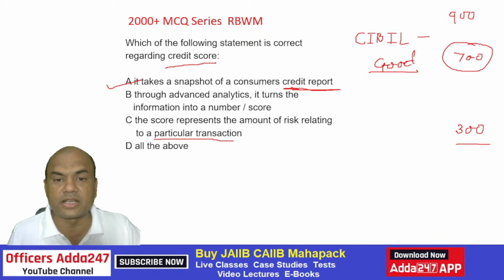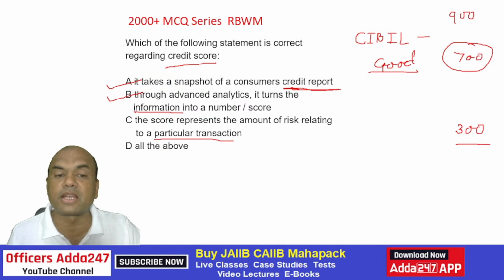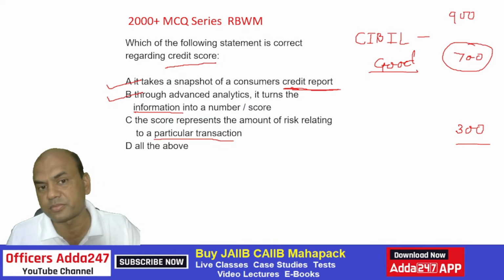Through advanced analytics, it turns the information into a number or score. Which information? This information is regarding the repayment capacity of that borrower. Whether that customer has repaid all the earlier loans correctly, so all that information. So that is also true. So once you see A and B are true, definitely the answer will be D, all of the above.